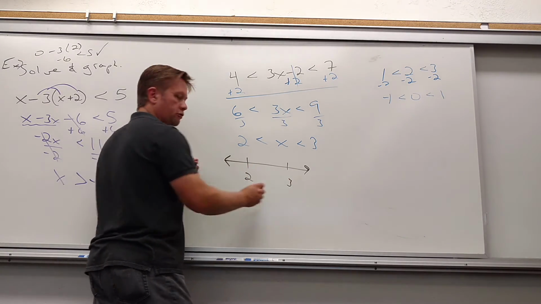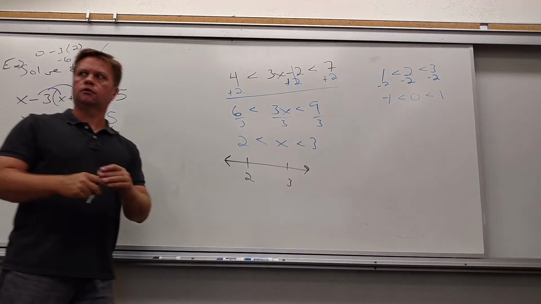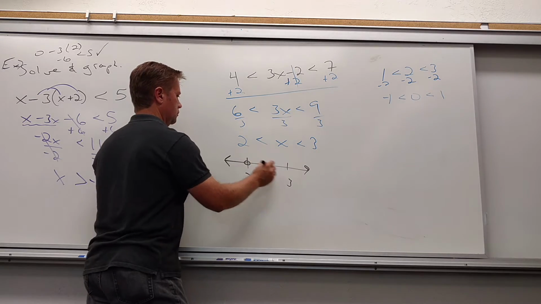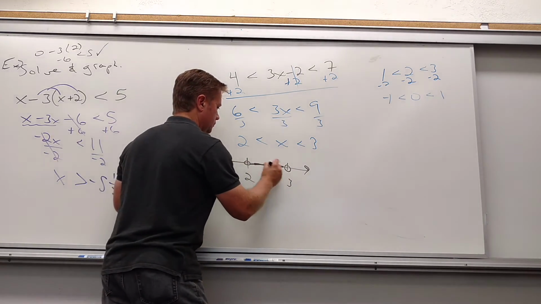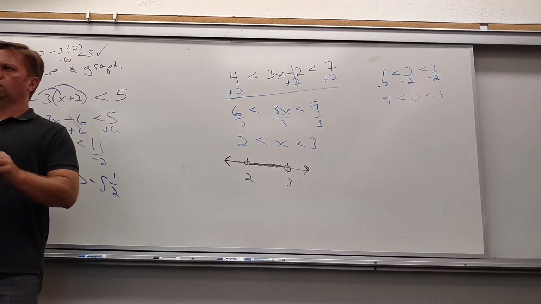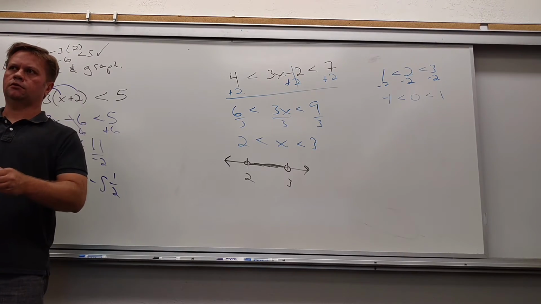About 2, yeah, about 3. What do I put on both 2 and 3? Open circle. And then a shade in the middle. Put the jelly in the middle. Open circle sandwich.